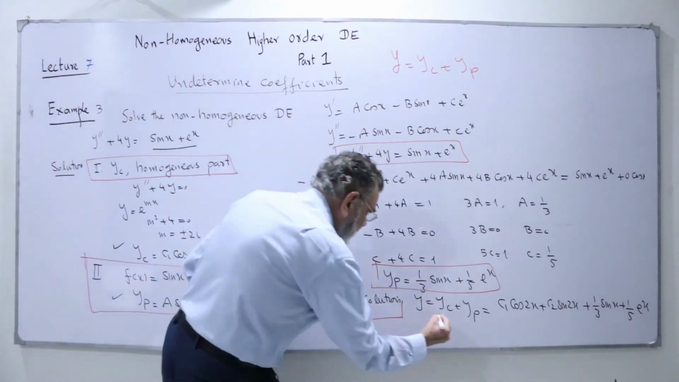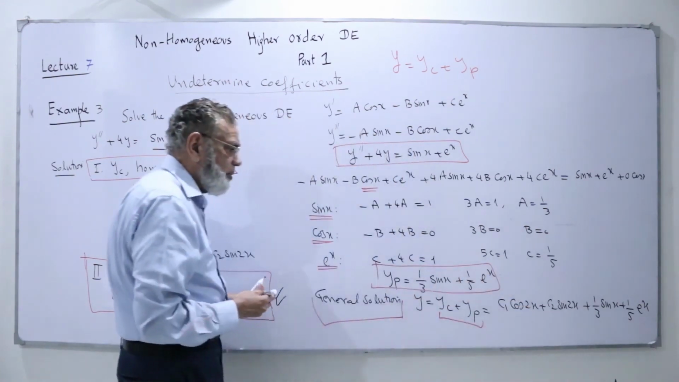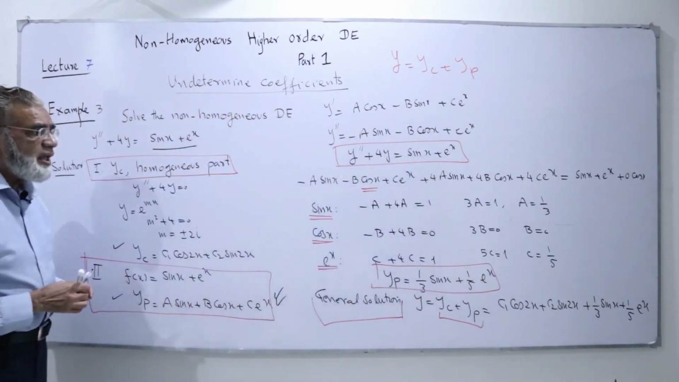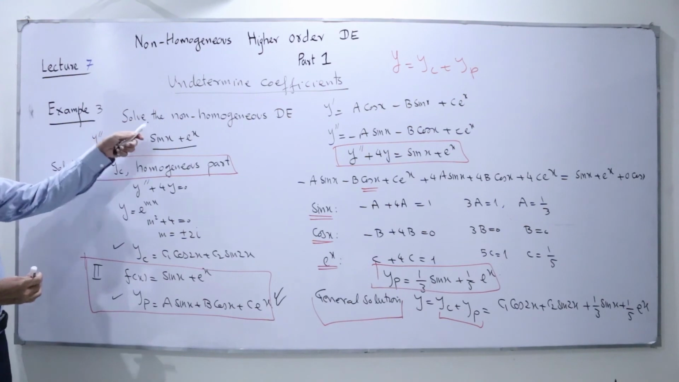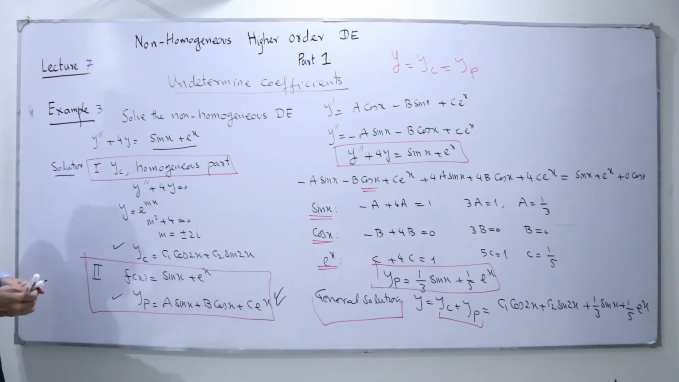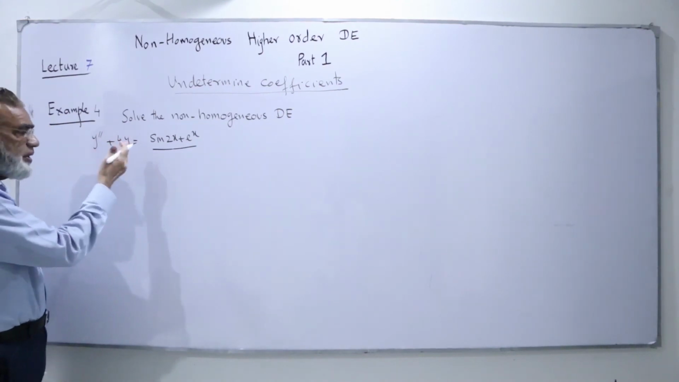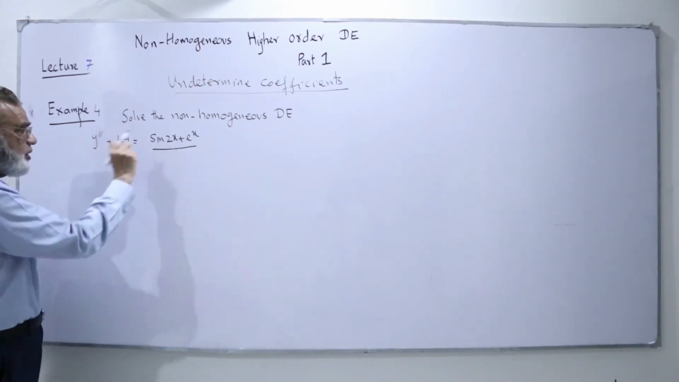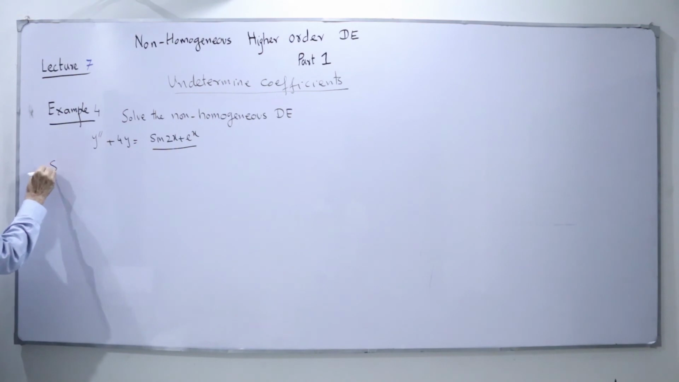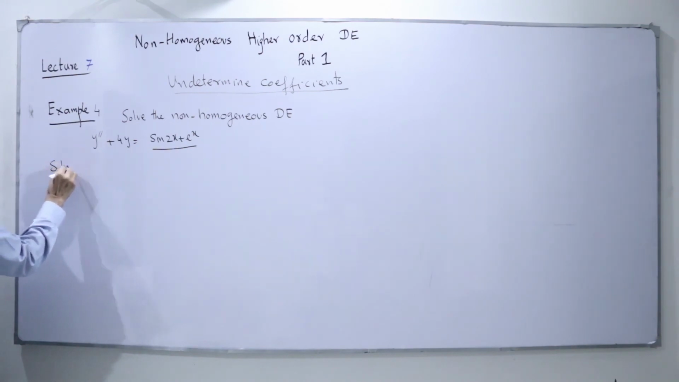My general solution is yc plus yp, the linear combination of these, and that's the solution of my problem, which was non-homogeneous, and we get sine x and e to power x. I have the same example as before, but here we have sine 2x. As we have mentioned, the solution has two parts.